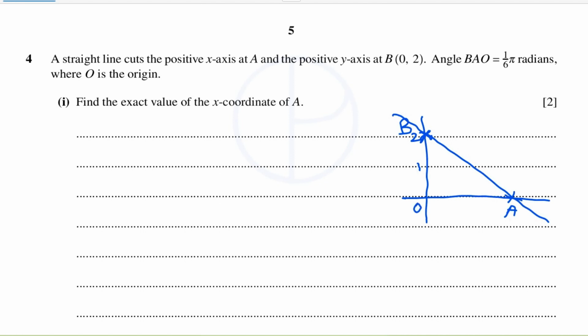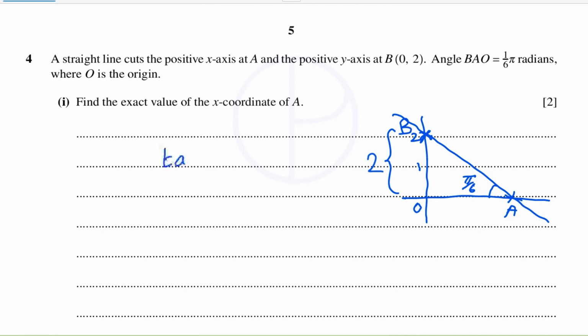The angle BAO, that is, this angle, is pi over 6. Now we know OB is 2, and we need to find OA, the x-coordinate of A. Let's use a trigonometric function. Because we know one angle and one side, we can easily find the other side. We know the opposite side and we require the adjacent side. So let's use tan.